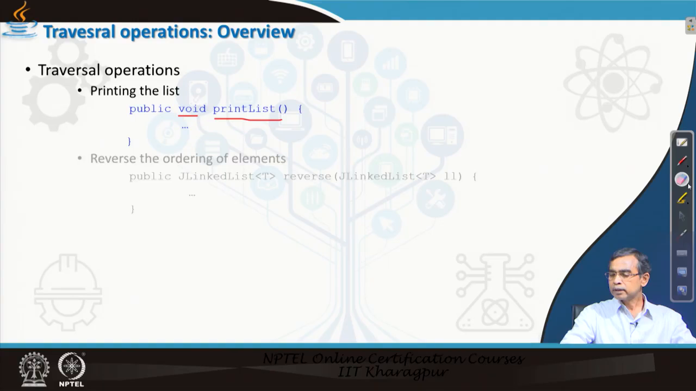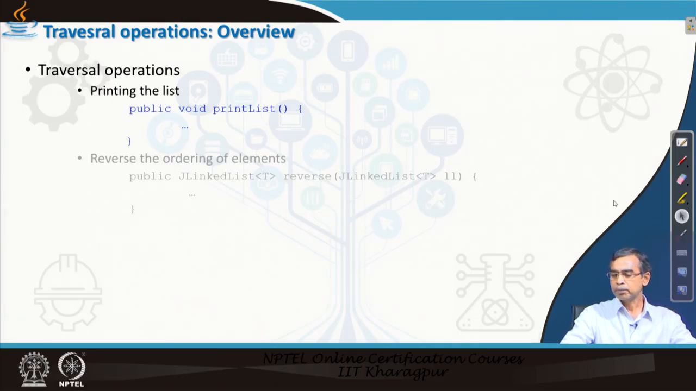Now, print list is basically traversing. Traversing means it is just starting from the header node. You have to go to the next node, print the value that the node contains, then move to the next node, and you should continue this till you reach the end node. End node means the node whose next link field is null. That is the idea actually, a very simple idea.